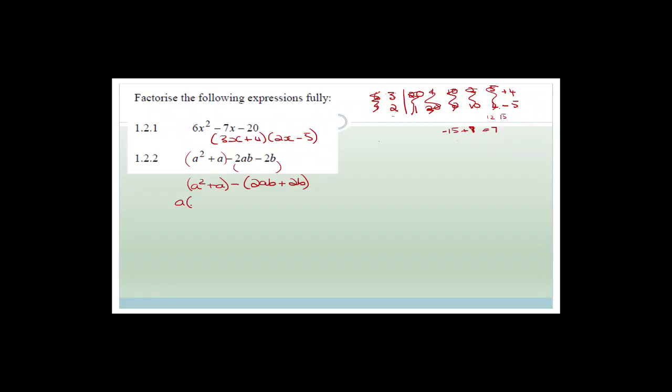Okay, let's take out a common factor of a. What am I left with? I'm left with a plus 1. Minus, if I take out 2b, what am I left with? A plus 1. But then these two are the same, so I can group them. So it becomes a plus 1, and what is left is just the a minus 2b. Very nice question that. I like that question.